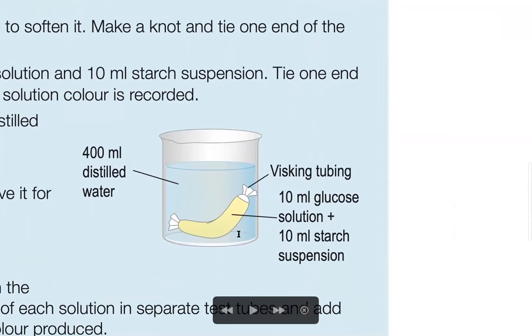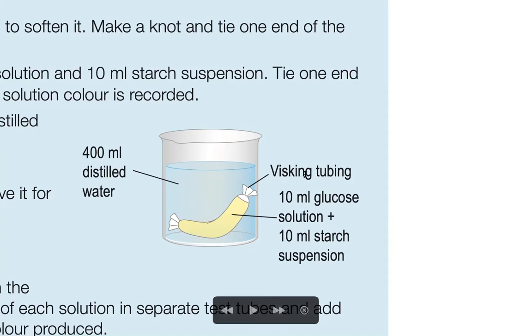We have a beaker. Inside the beaker, we have distilled water. And we have Visking tube. Visking tube ni adalah tube yang can replace plasma membrane. Or we can say that Visking tube has the same characteristic like plasma membrane, which is semi-permeable. Selalunya kita akan guna Visking tube to represent plasma membrane. Sebab apa? They share the same characteristic, which is semi-permeable.